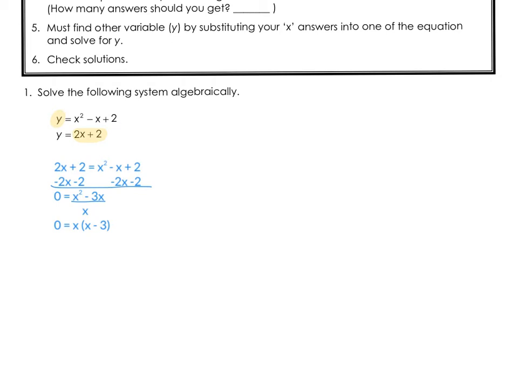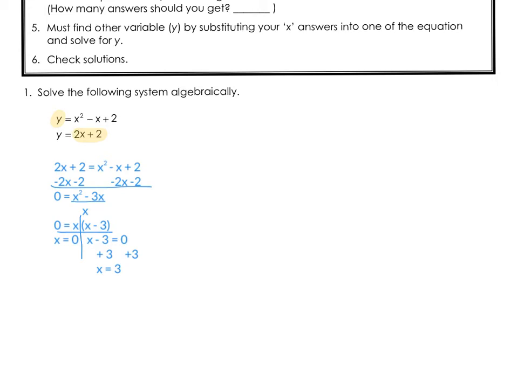And now that I have two factors, I can set up my t-chart to set both of my factors equal to 0. So on the left-hand side here, I'm just going to write again that x equals 0, so there's nothing to solve there. But on the right side, I have x minus 3 equals 0, so I'm going to add 3 to both sides. So then I get my answer of x equals 3.